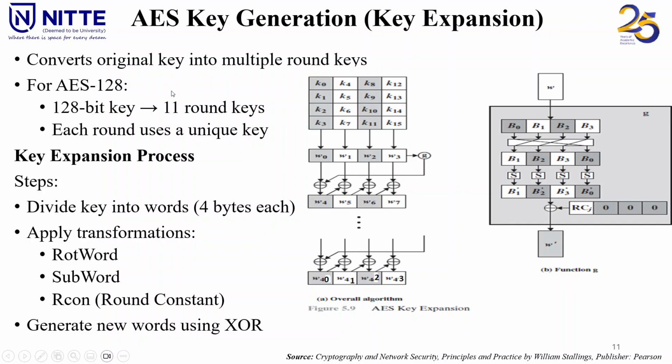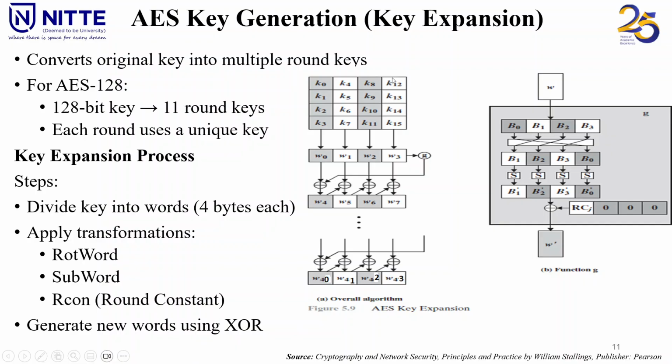AES comes with a 128-bit key, and for a 128-bit key we have to generate 11 round keys. Each round uses a unique key. The steps involved in the key expansion process are: divide the key into words, that is 4 bytes each, then apply the transformations, rotating the word, substituting the word, and adding a round constant. It then generates the new words by using the XOR operation.